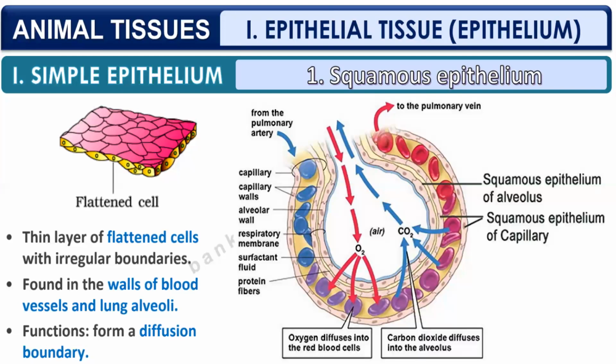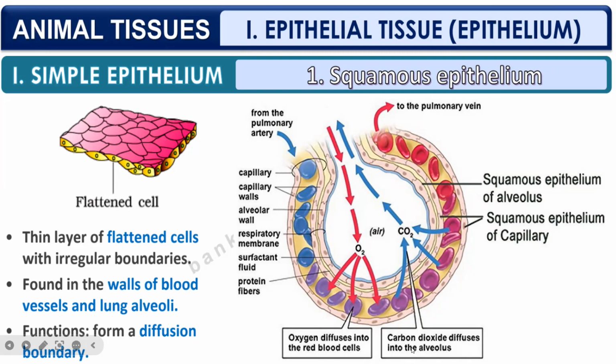So squamous is made up of a single layer. It is required wherever you have to exchange anything between two parts of a body or two organs of a body. These are thin layers of flattened cells with an irregular boundary. You can see the boundary is irregular. They are found in the walls of blood vessels and lung alveoli.